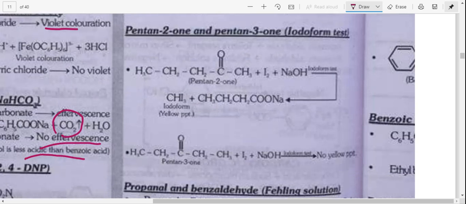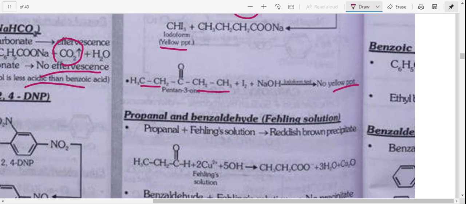And then pentan-2-one and pentan-3-one for iodoform test. How will you distinguish? See here, this is pent-2-one, and this is pent-3-one. Here you have at least one methyl group on the corner, so it will react and give a yellow precipitate. But here there is no methyl, only ethyl groups on both sides, so there will be no reaction and no yellow precipitate is formed.